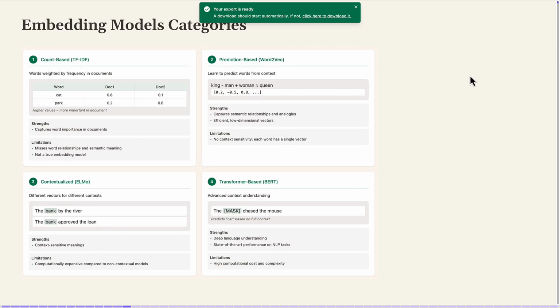The second approach that we are going to cover is prediction-based. One of the most famous approaches is word2vec. It means converting a word to a vector.